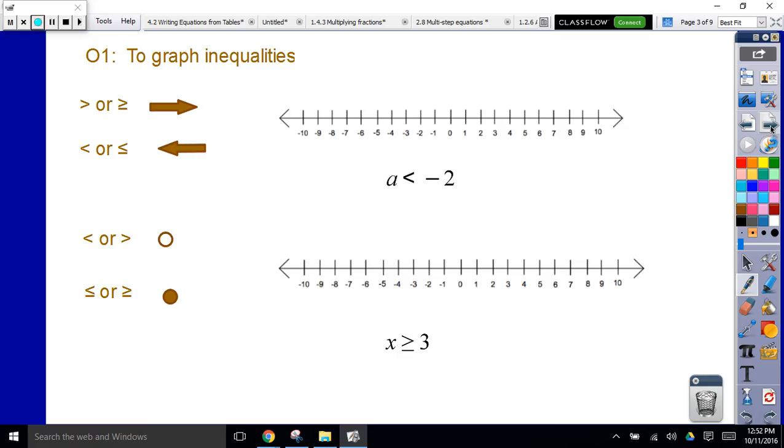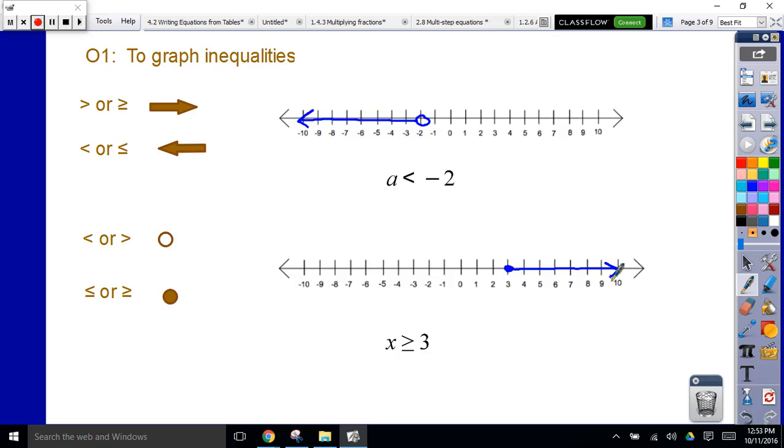in the inequality. So our first one, we have a is less than -2. I don't have an equal sign, so I'm going to use an open circle. I'm going to put the open circle on -2. And then it says that a is less than -2, so my arrow is going to go to the left. Okay, next one. x is greater than or equal to 3. Because I have an equals, I'm going to use a closed circle. Because it is greater, I'm going to go to the right. Any questions so far?